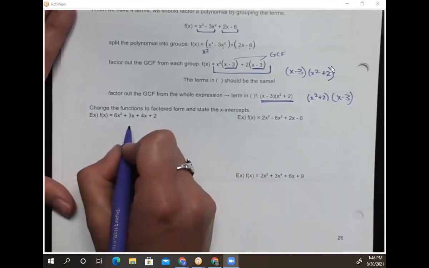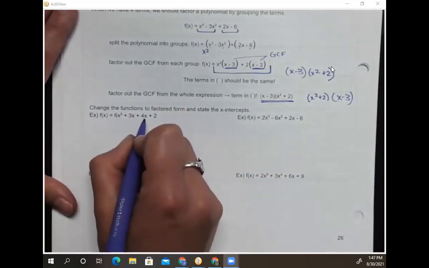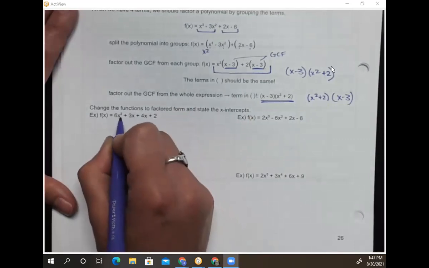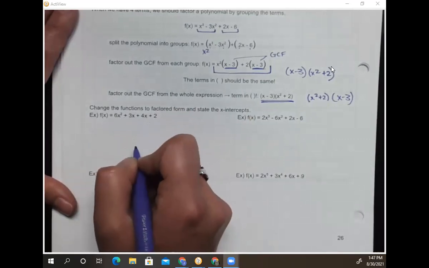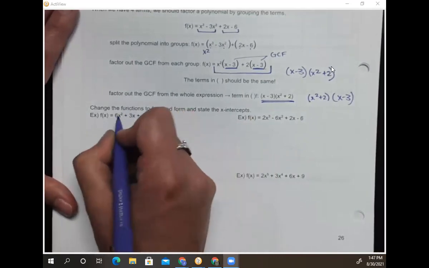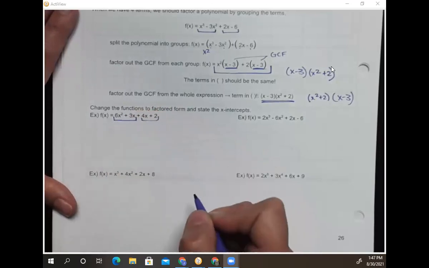So remember, the first thing we want to do is check for a GCF. So I've got 6x squared plus 3x plus 4x plus 2. They don't all have an x. They're not all even. They're not all multiples of 3. So I have no GCF here. So I'm going to go ahead and split these up into my groups, first 2 terms and last 2 terms.